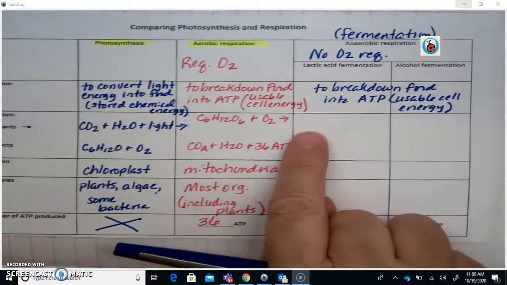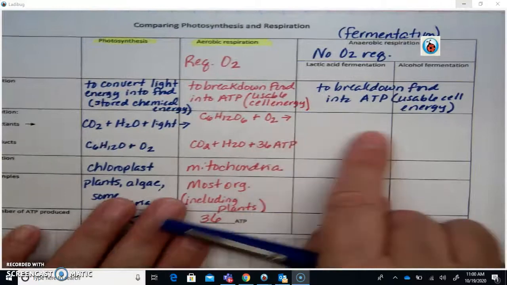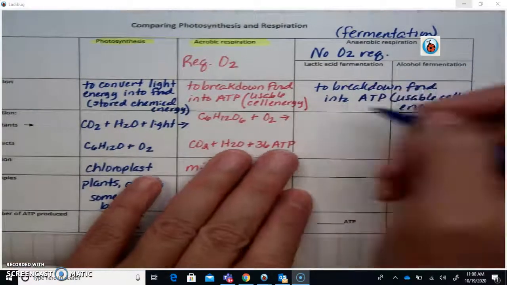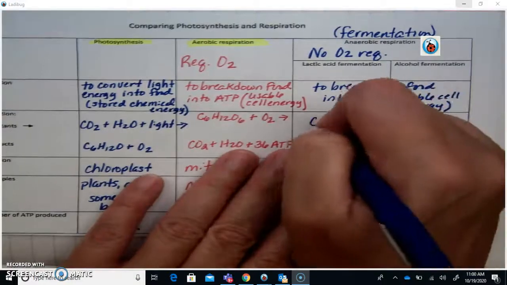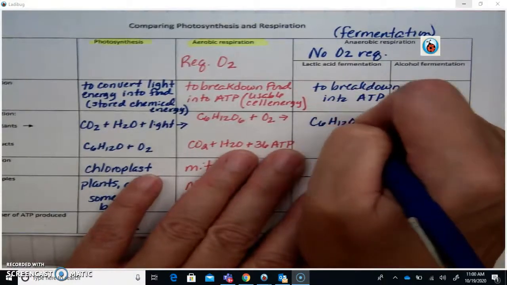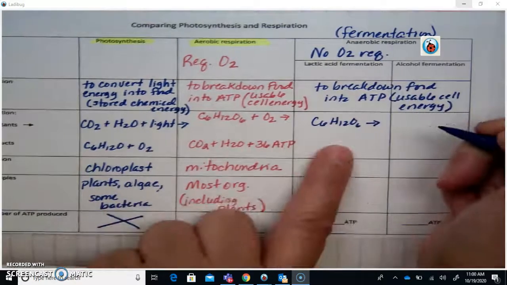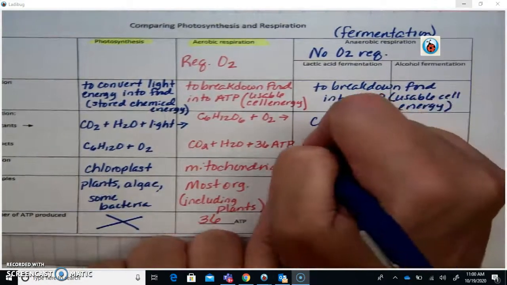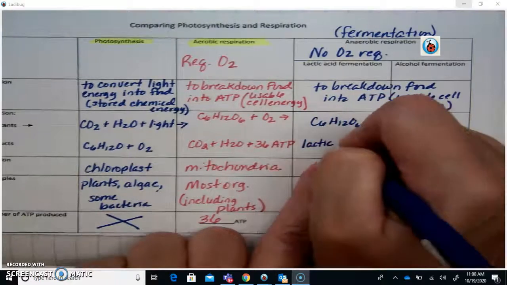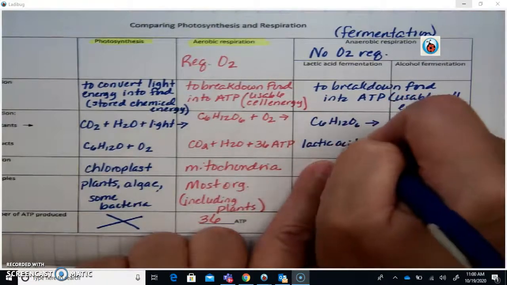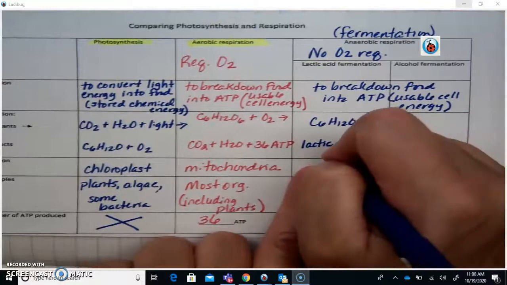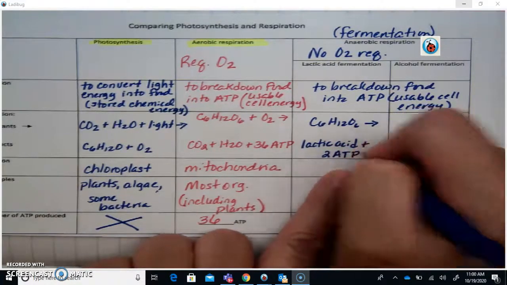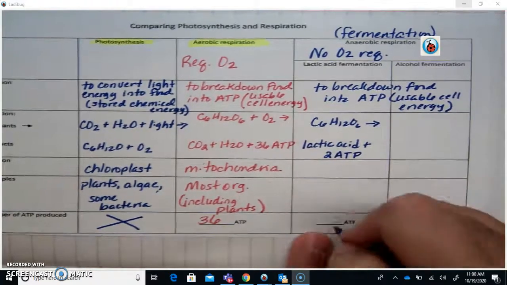So, what are the reactants of lactic acid fermentation? Okay, glucose is. What gets produced in lactic acid fermentation? Lactic acid. And ATP. There will be a net gain of 2 ATPs. Okay, so we can go down here and put 2.